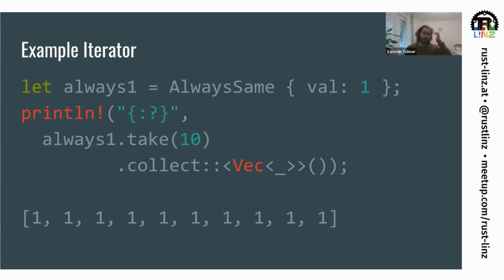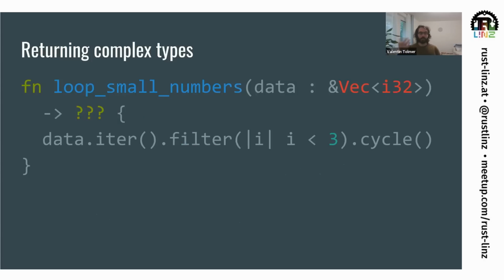Okay, now let's say that we're receiving a vector of data, a vector of integers, and we want to return an iterator that takes only those small numbers, those that are inferior to 3, and it will infinitely loop over them for some reason. My problem is that I don't know what to write for the return type. Okay, let's cut it down and see what we can do.